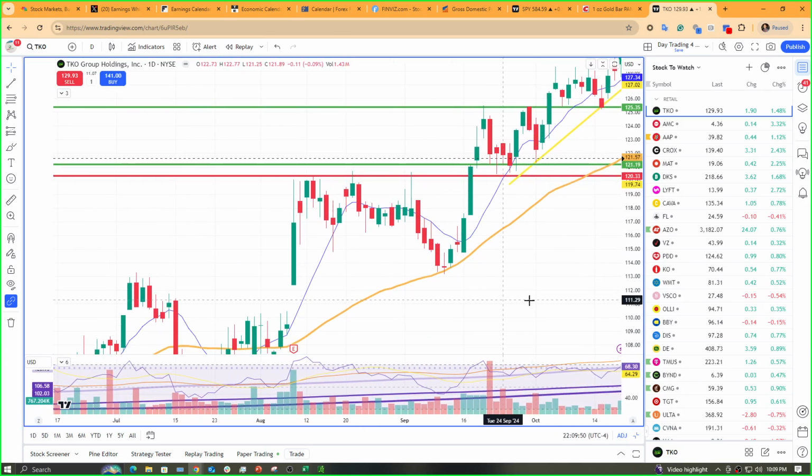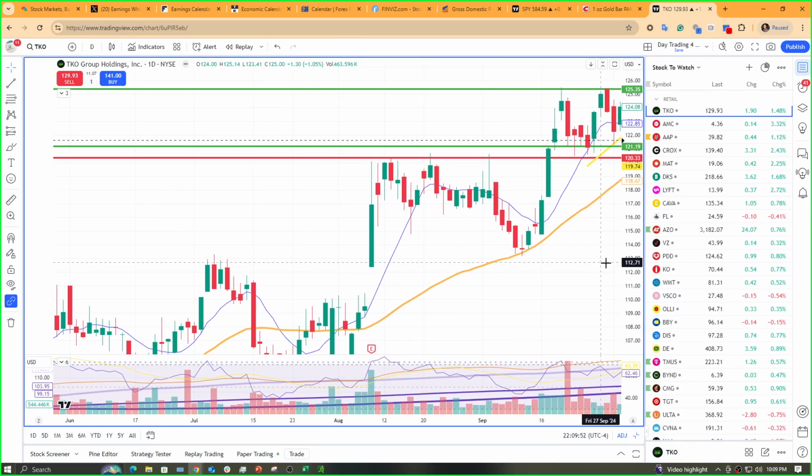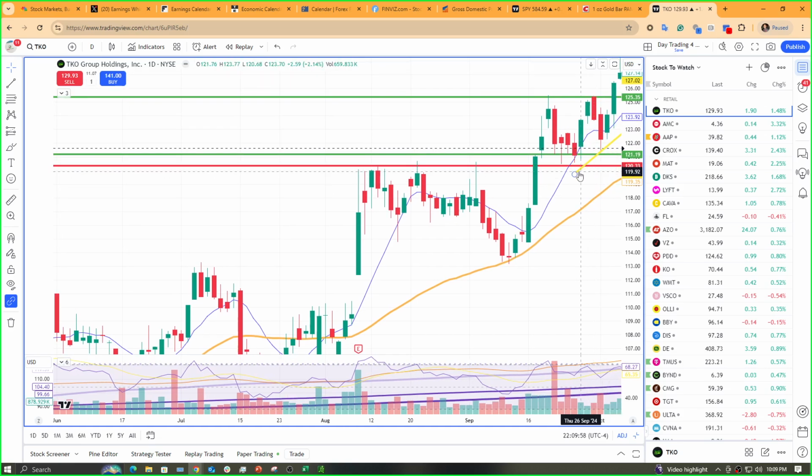So it's the same type of pattern, right? So right here, if we were just looking at it right here, we start forming. We hit the top, start forming higher lows. Put that thing on the trend line.